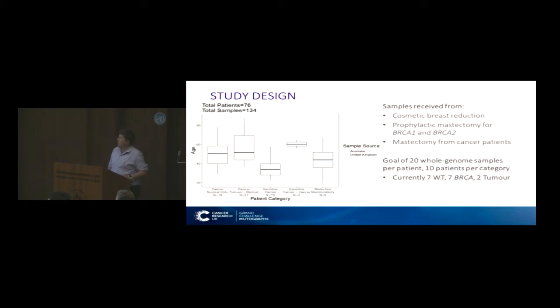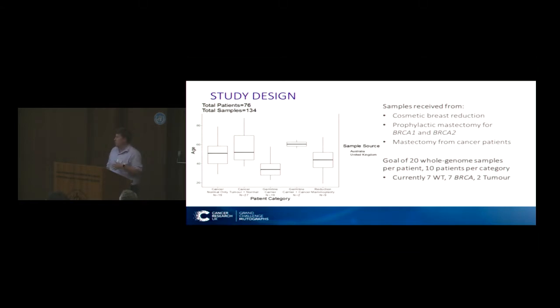The study design is that we're getting normal breast tissue from 3 different groups. Reduction mammoplasty, so as close to normal as we can get, is on the far right side. The youngest patient we have is 19 and the oldest is 68. Then prophylactic mastectomy from BRCA1 and BRCA2 carriers, which tend to skew younger. And then mastectomy samples from cancer patients, so we're getting both tumor and normal.